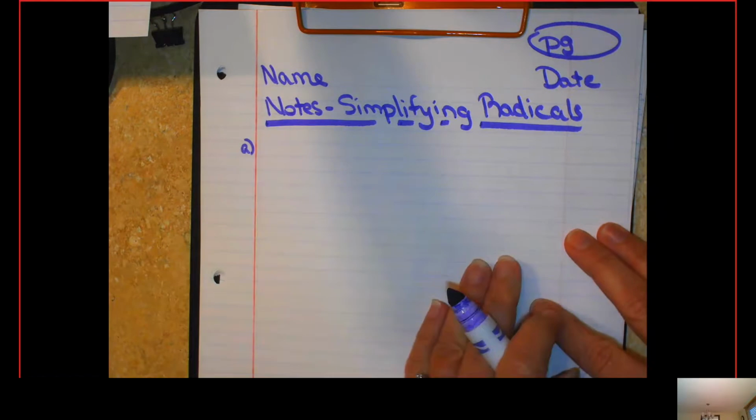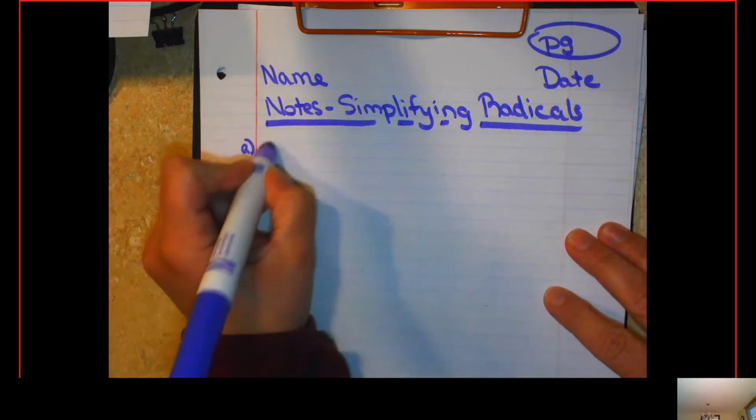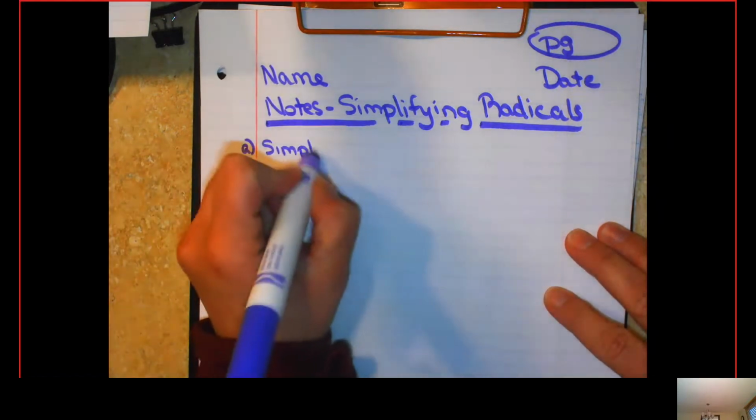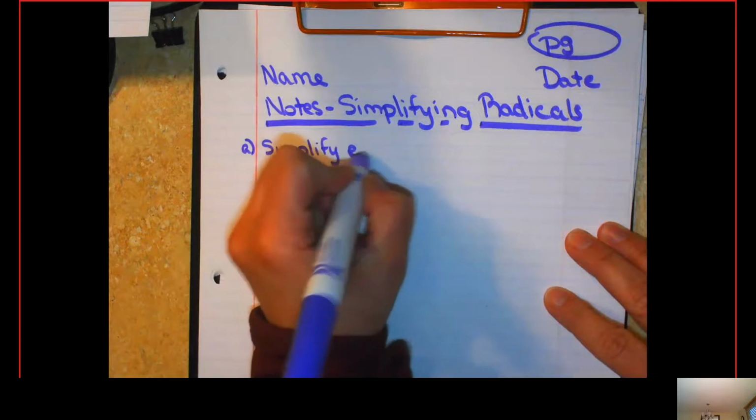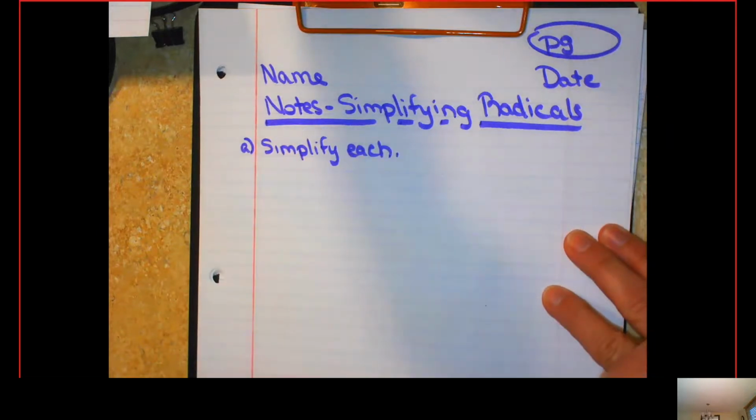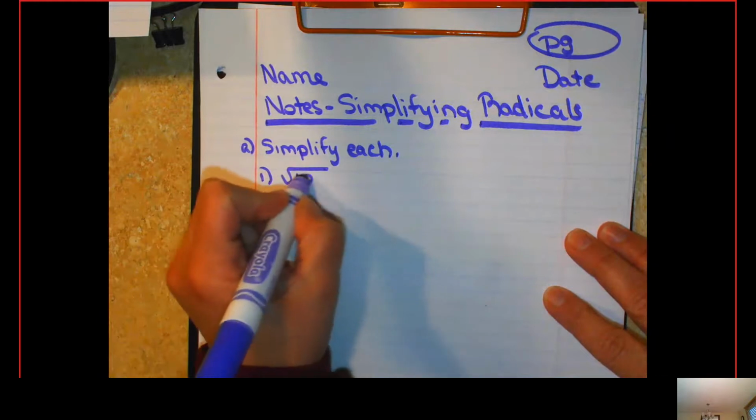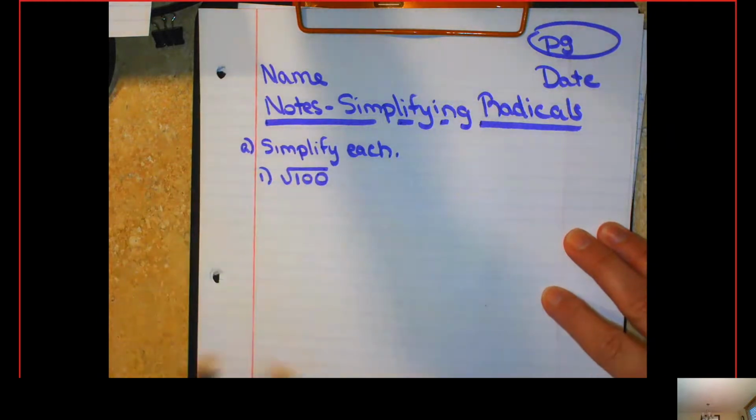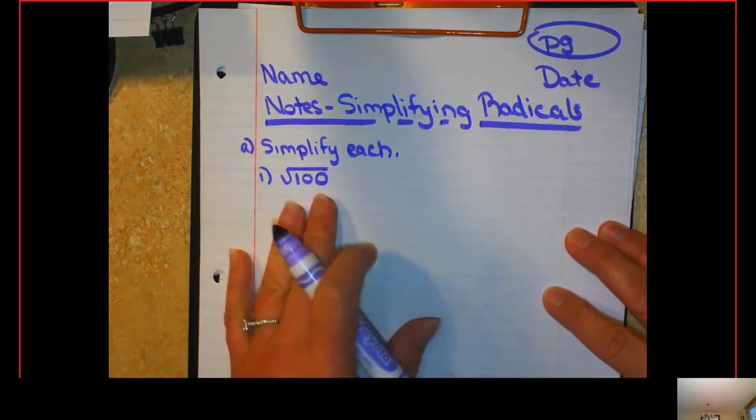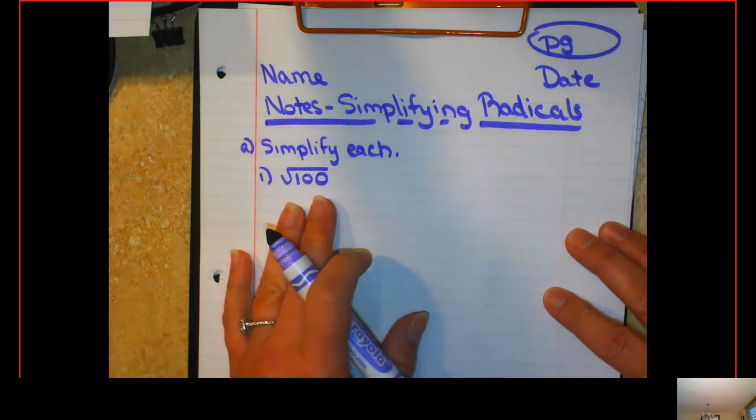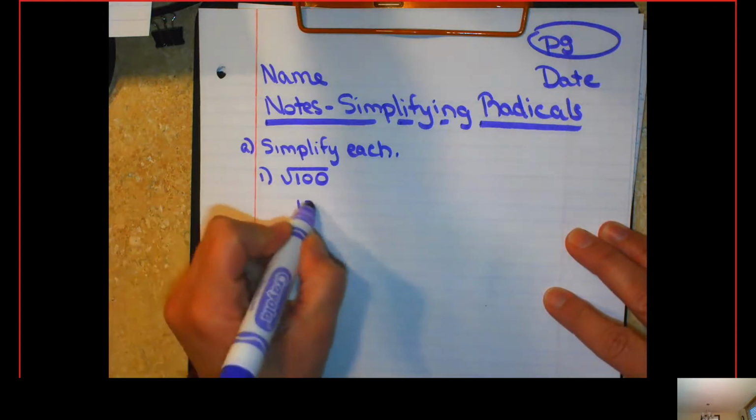So can you write example A, simplify each. And we're going to start with some common ones that we have done before. So for example 1, can you write the square root of 100? To do a square root, you're saying to yourself, what times itself gives you 100? That would be 10 times 10. So the answer is 10.